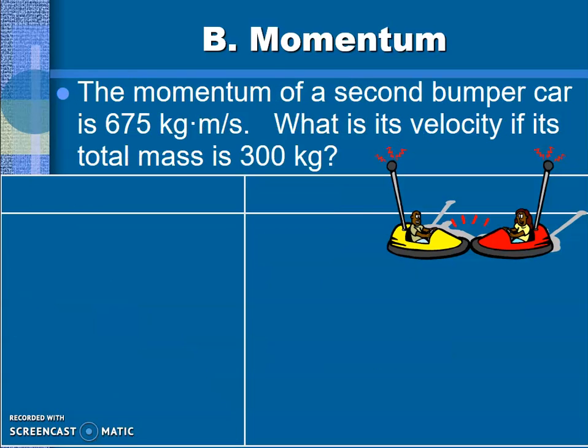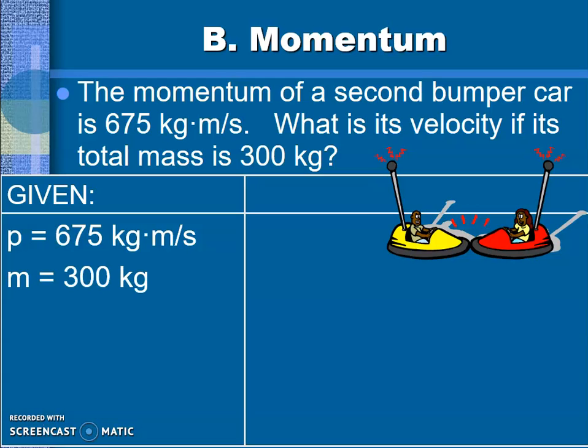The momentum of a second bumper car is 675 kilograms meters per second. What is its velocity if its total mass is 300 kilograms? So let's analyze the problem. What do we know? What do we need to know? The momentum of a second bumper car is 675, so I know my momentum, I know my P. What is its velocity? My velocity is my unknown. Its total mass is 300 kilograms. So there's my known and my unknown.